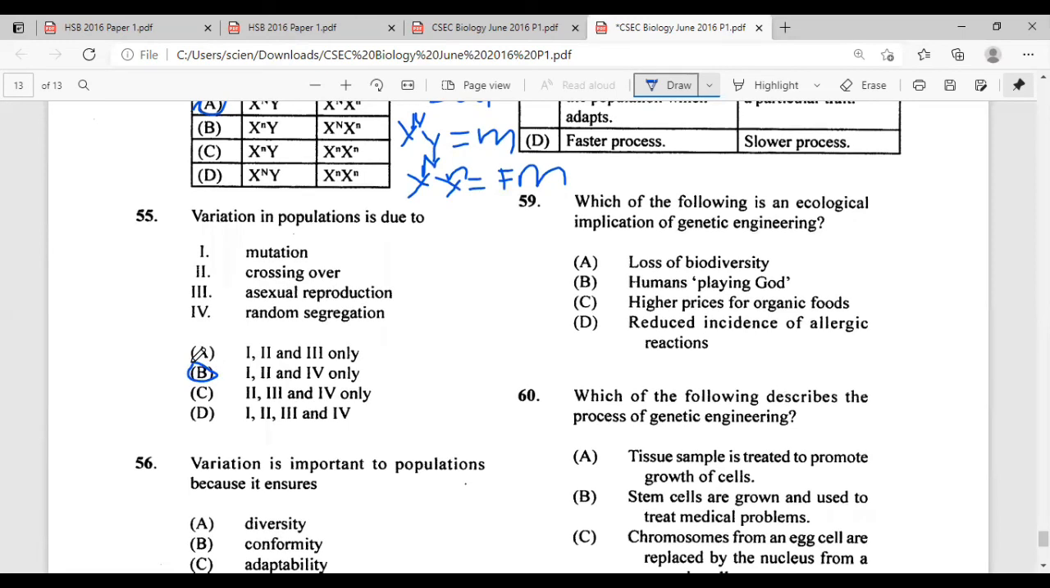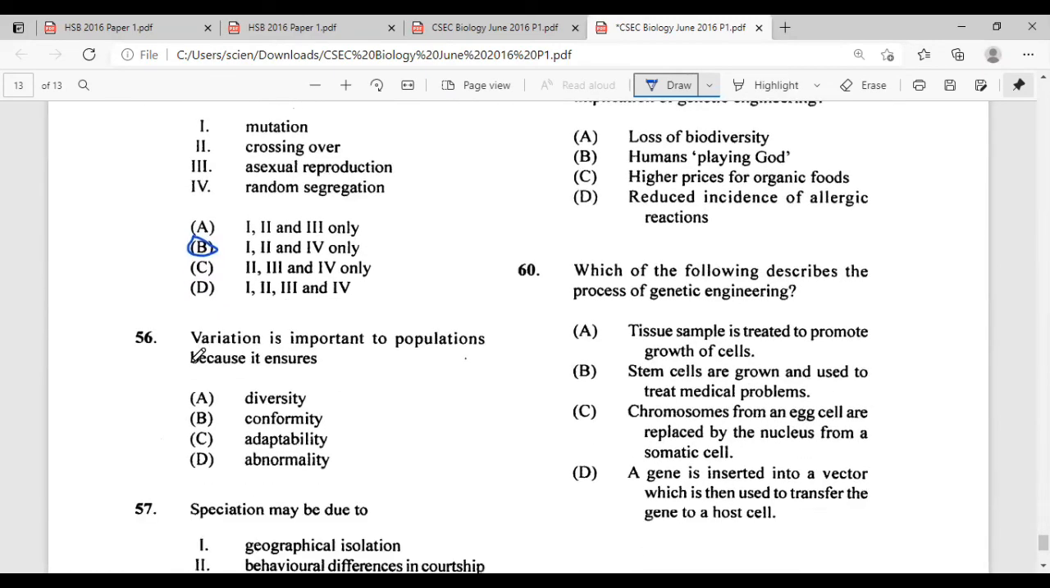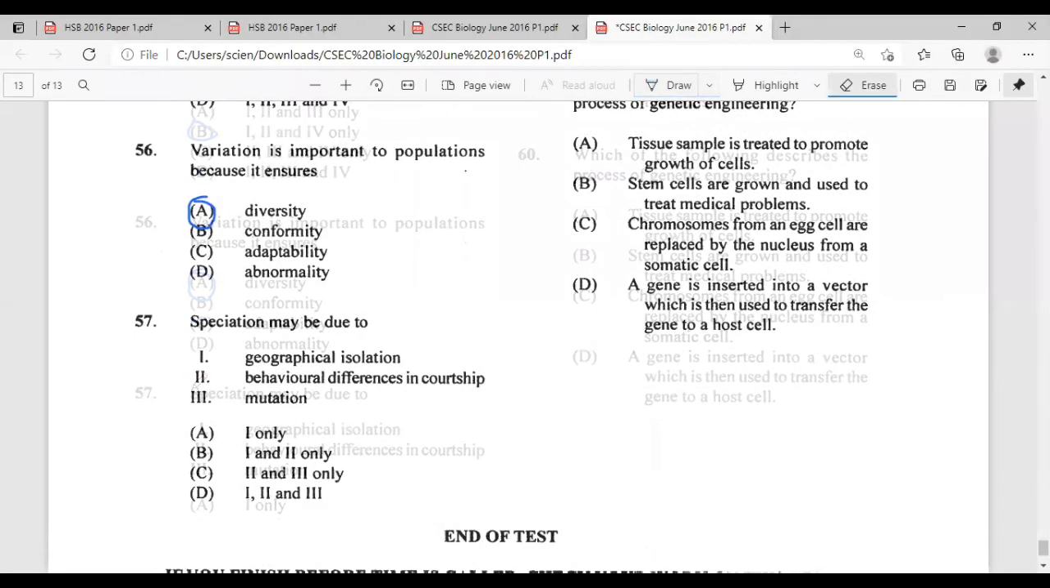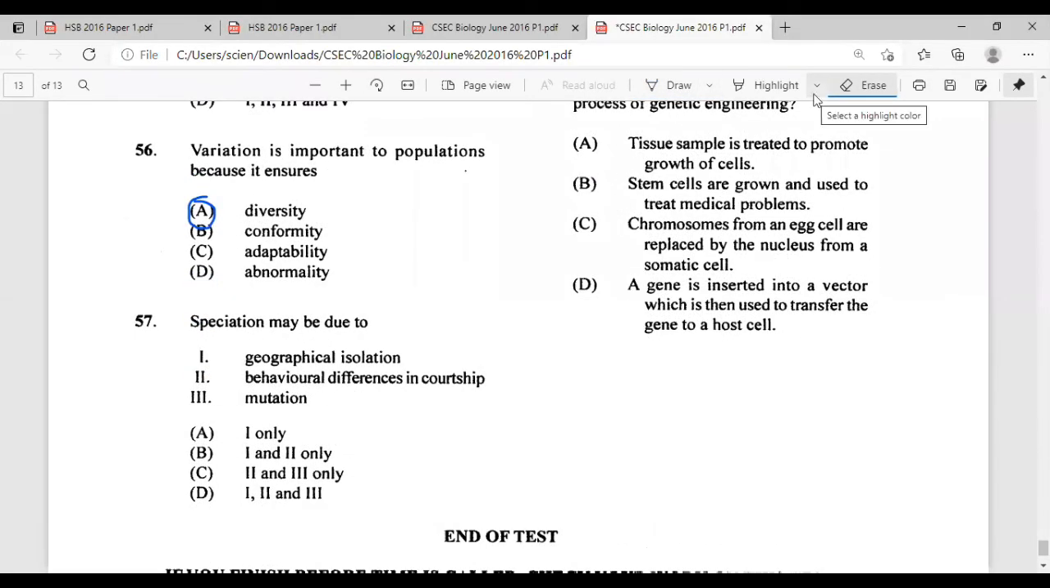56. Variation is important to population because it ensures A, diversity, B, conformity, C, adaptability, D, abnormality. The answer is definitely diversity. Question 57. Speciation may be due to 1, geographical isolation, 2, behavioral differences in courtship, 3, mutation. So the answer would definitely be 1 and 2. So that is B.